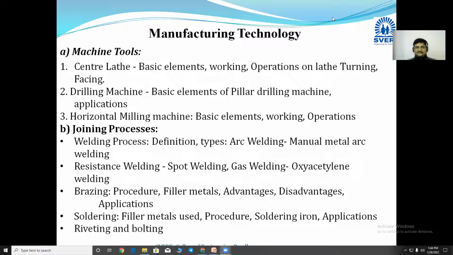So I request you, please write down all this syllabus in your notebook immediately. Write down the syllabus of this unit. Okay, your time starts now. Write it fast.